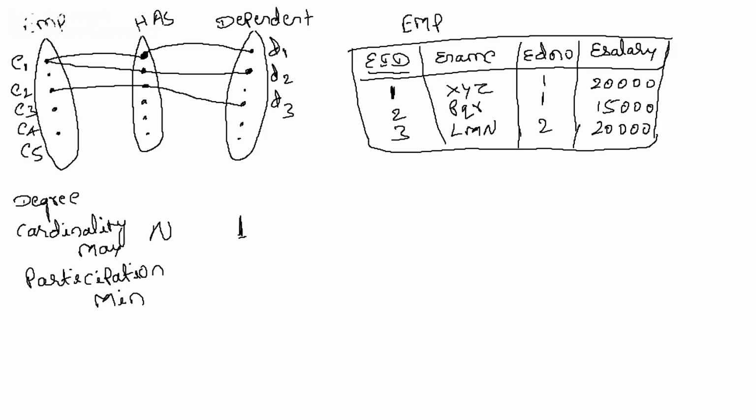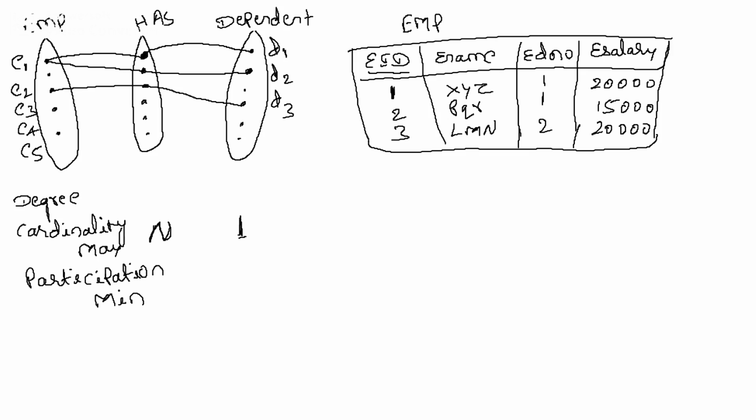Therefore this N indicates the maximum number of times an entity such as E1 participates in this relationship type. Similarly, each dependent, D1, D2, D3, participates in this relationship type a maximum of only one time. Therefore it is N and it is 1.